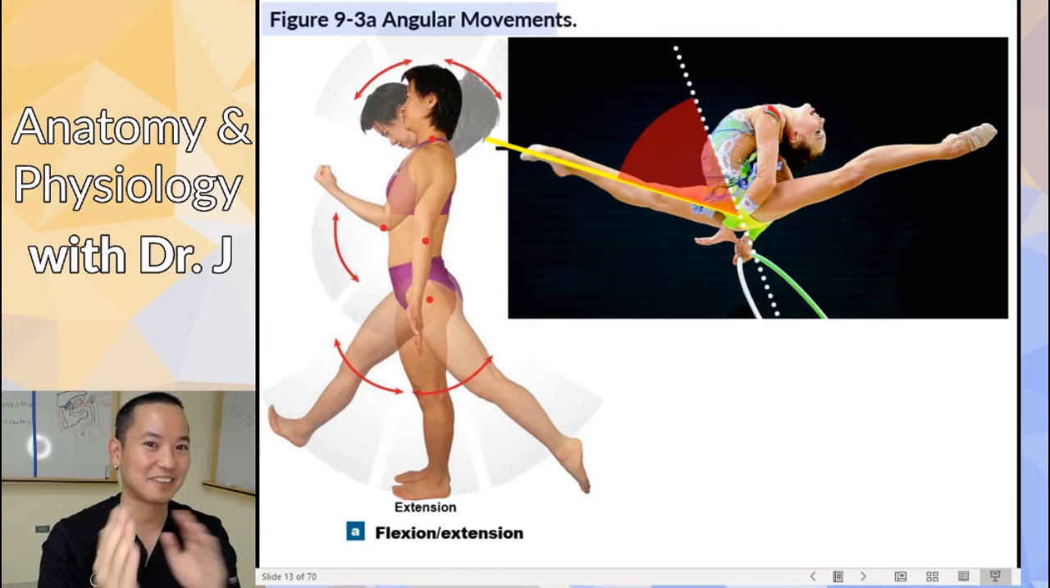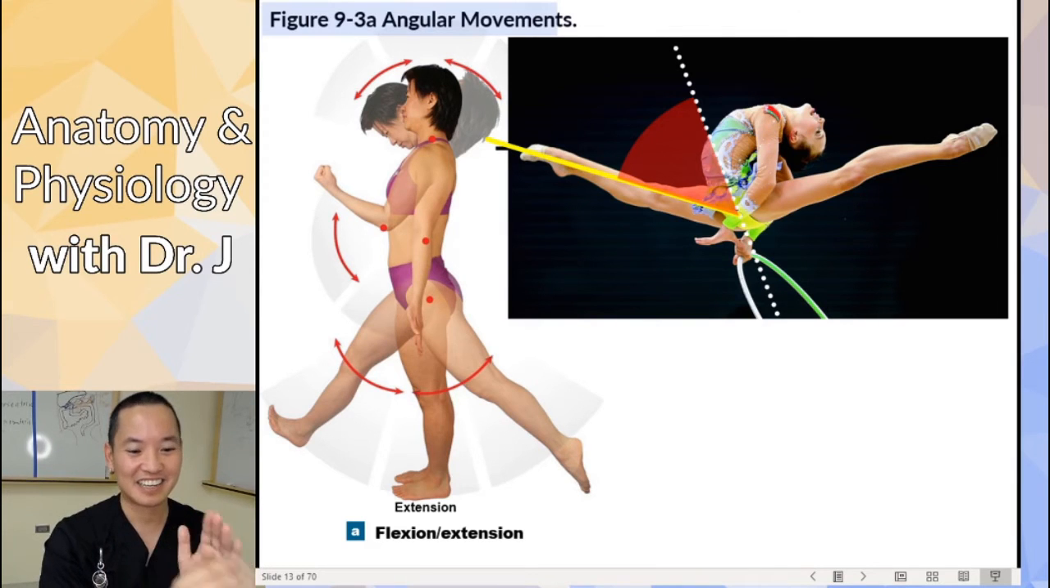So again, this is also why it's important to know left and right, because here we have her right leg doing flexion, but her left leg doing crazy hyperextension.